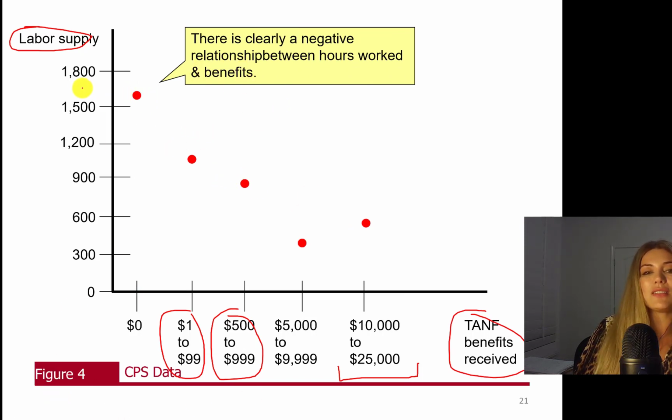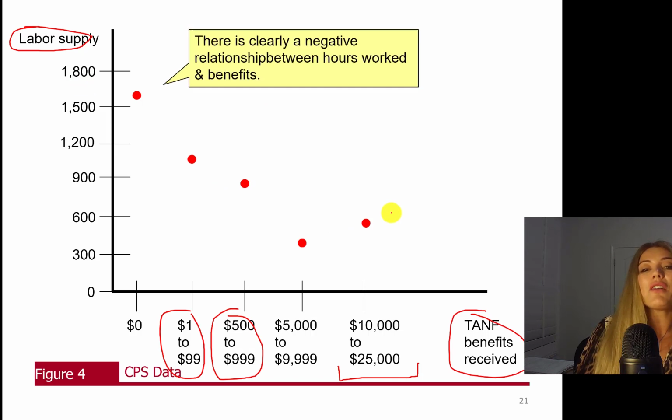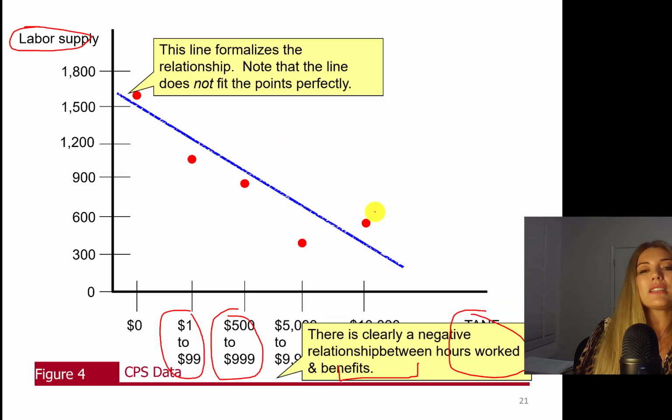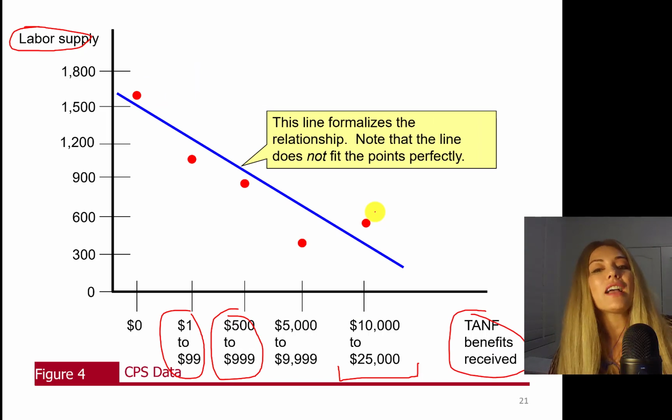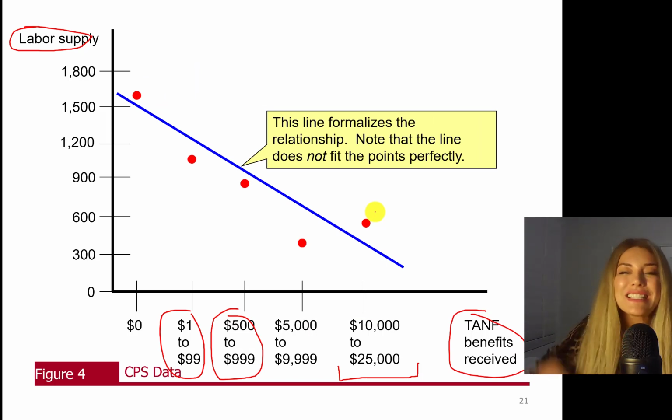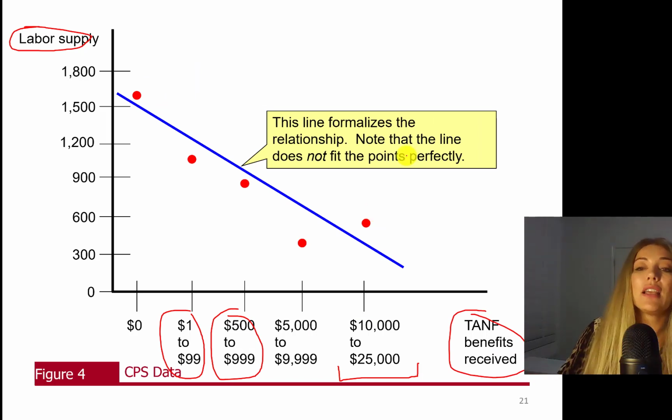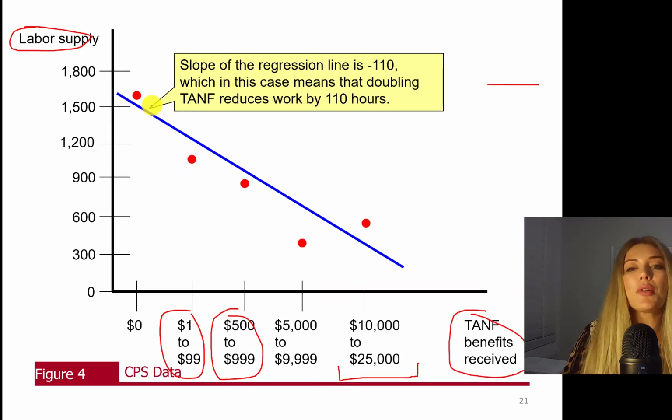Okay, so you can see a negative relationship between hours of work and benefits here. It's downward sloping. However, what regression does is formalize this relationship. It finds a line that best fits these points. Note that the line doesn't fit the points perfectly. So there's no perfect fit, right? It's impossible.